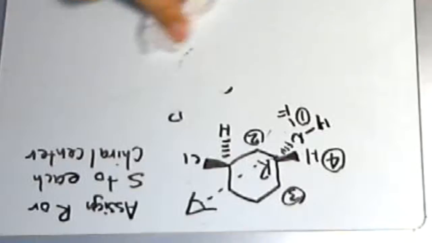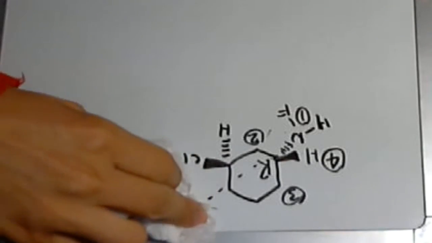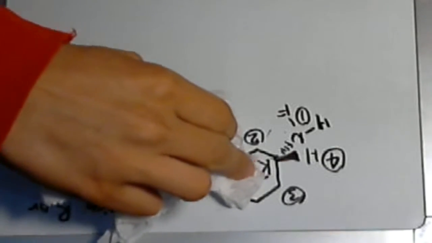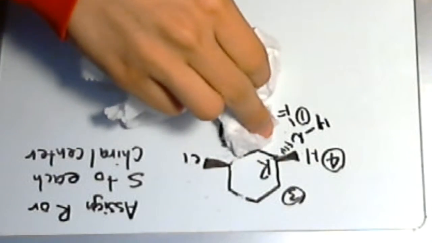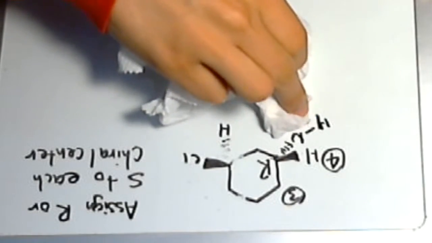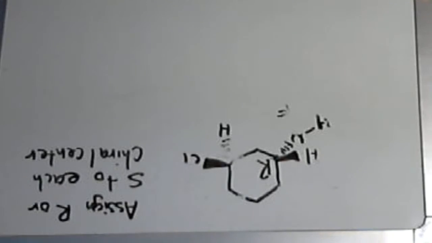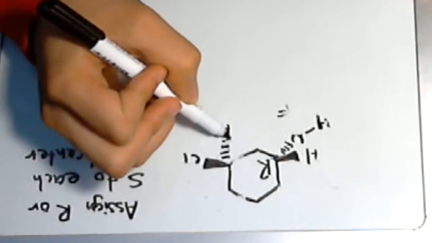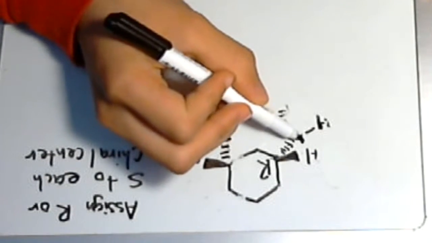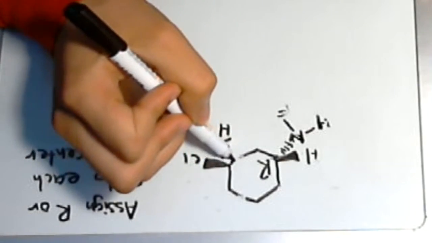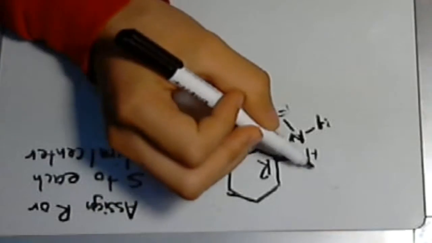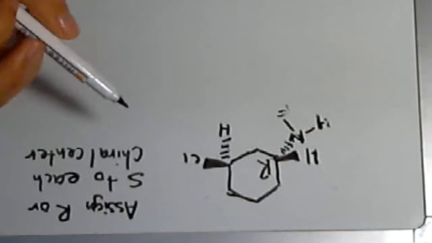Okay, so let's erase our drawings, make it clearer. Erase our markings, and just leave the R there. So that's an R.